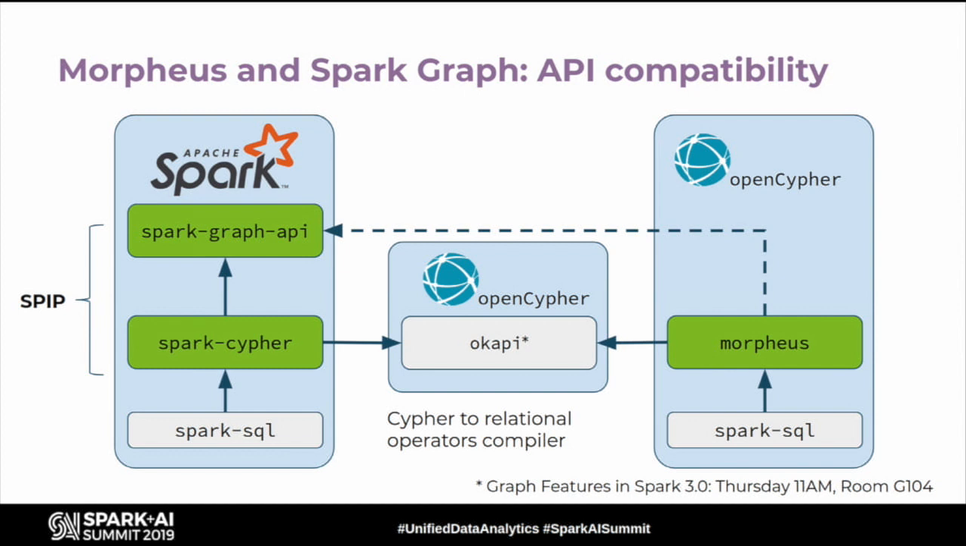The module in the middle is called Okapi, which is also an openCypher project, and it's a Cypher to relational compiler. So it takes a Cypher statement and constructs relational operators to execute that statement on whatever relational backend, and here it's Spark.